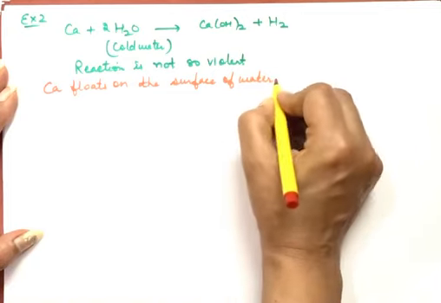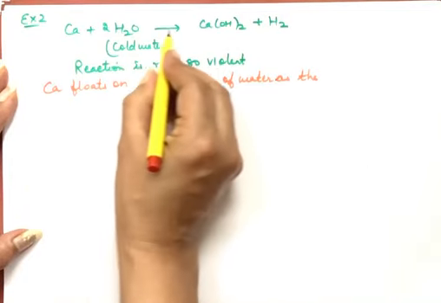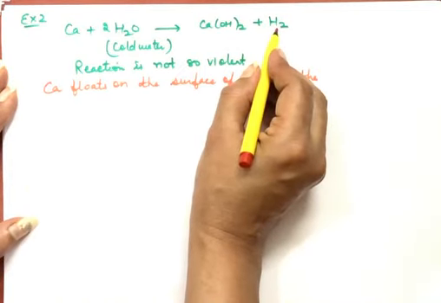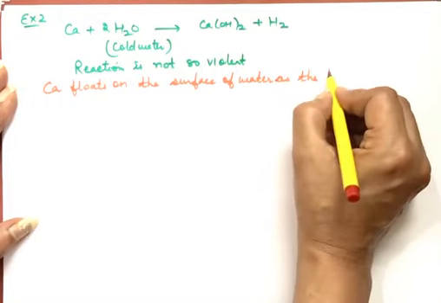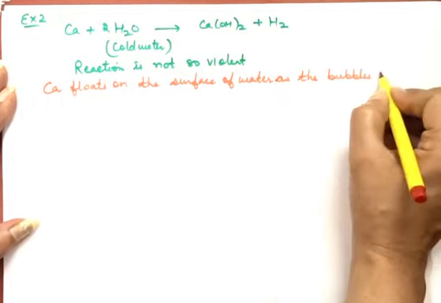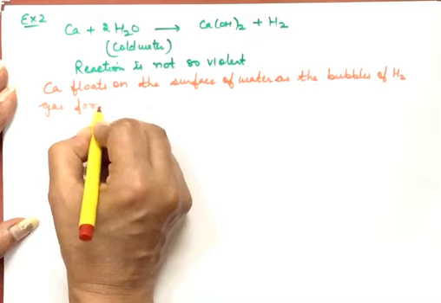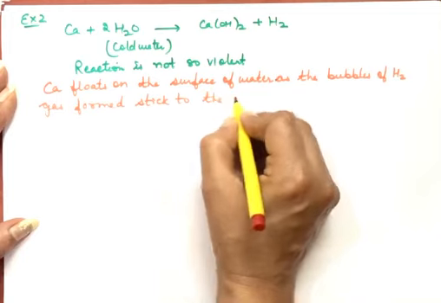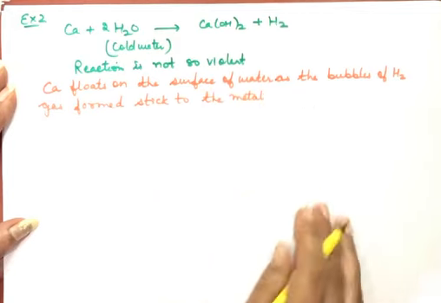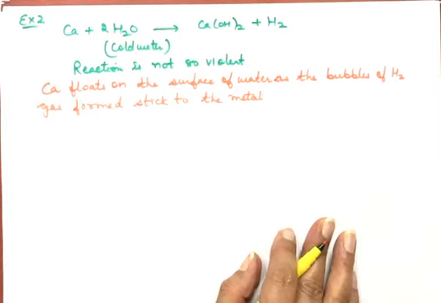So why does it float on the surface of water? Because it becomes very light in water. The reason is, when this reaction is taking place, hydrogen evolves. So actually the bubbles of hydrogen gas stick to the metal. Because of this, calcium becomes very, very light. So this is about the reaction of the metals with water. They are forming metal hydroxide, plus they are forming the hydrogen also.